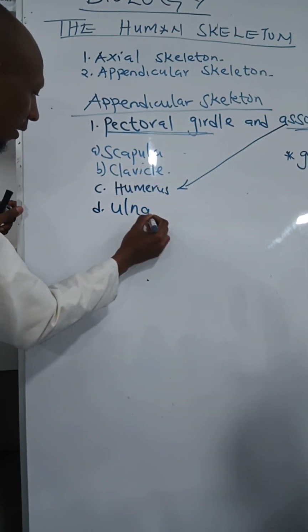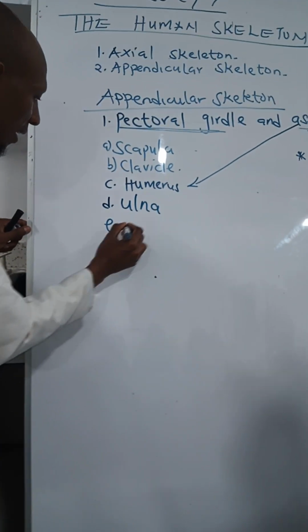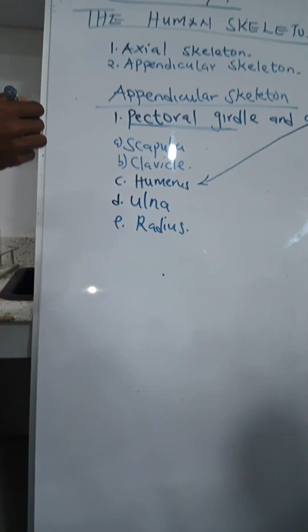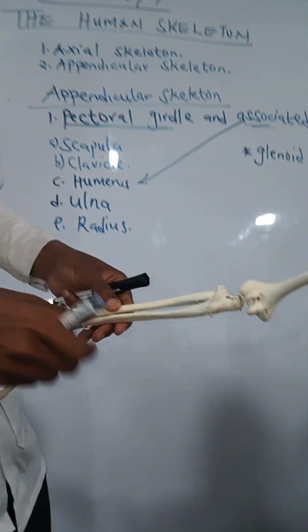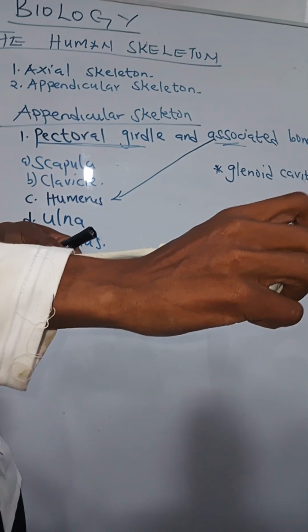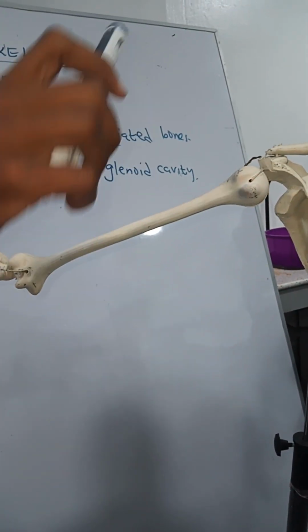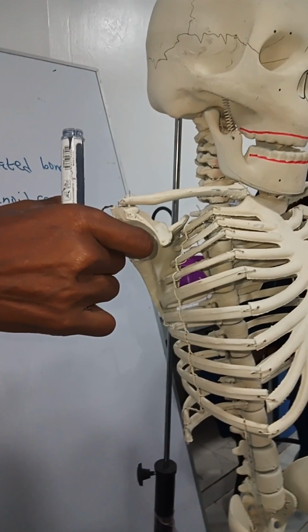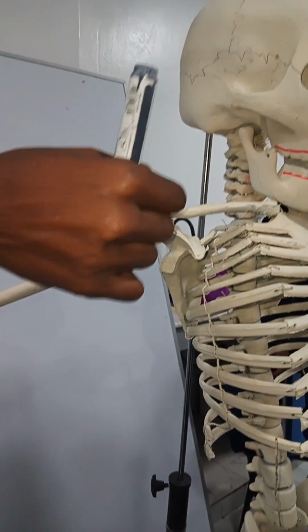Ulna and the other one radius. And this is the formula for you to know which is which. This one I've said it is called humerus. Is it okay? And the humerus normally has a ball. Is it okay? And it links with the scapula to form a ball and socket joint.